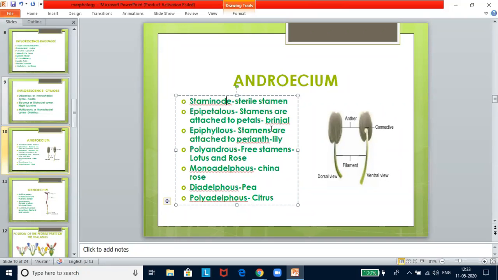Now polyandrous, free stamens. Example, lotus and rose. Monoadelphous, example is China rose. That is, the stamens are all found in one single bundle. Then it is known as monoadelphous condition. When they are found in two bundles, as in pea, it is called diadelphous. If they are occurring in multiple bundles, then you call it polyadelphous, as in citrus.